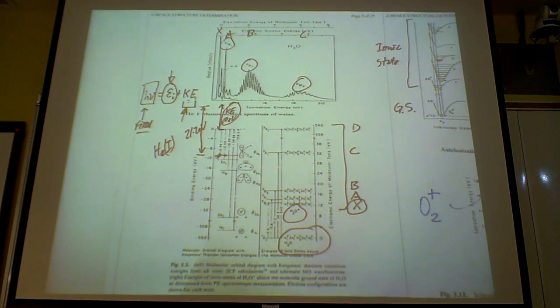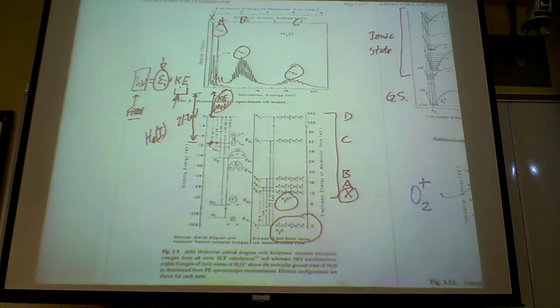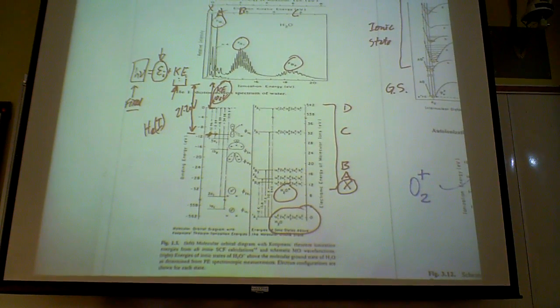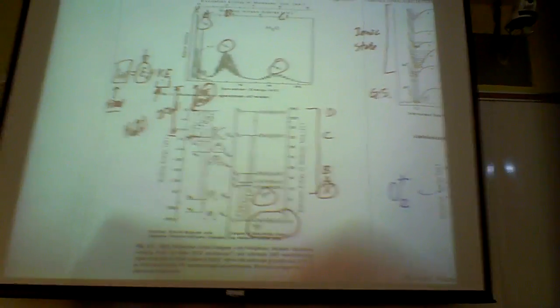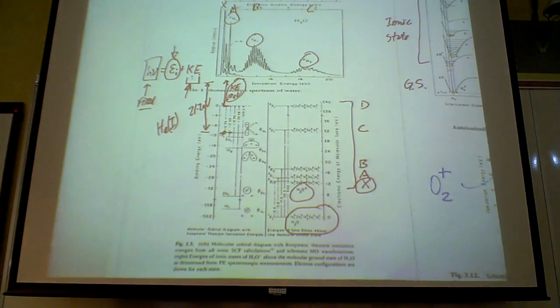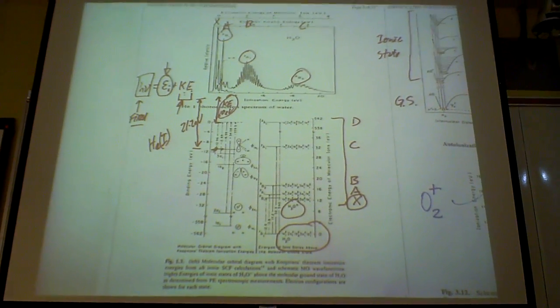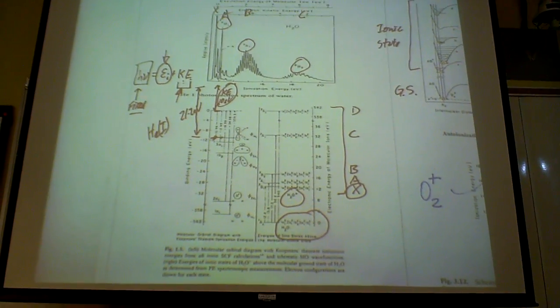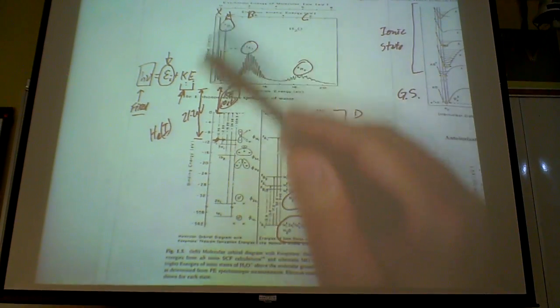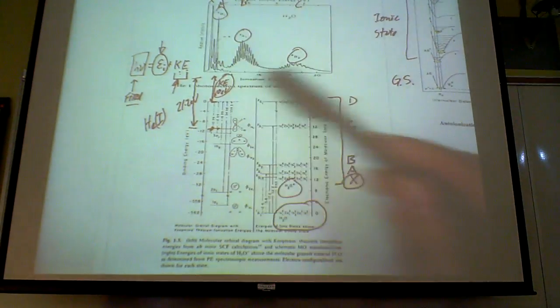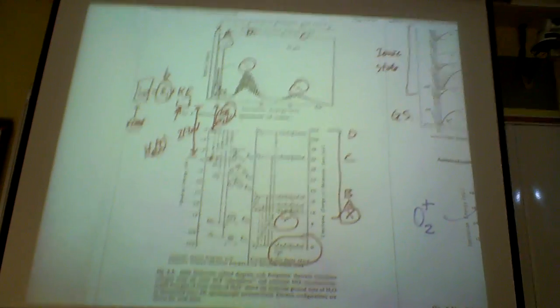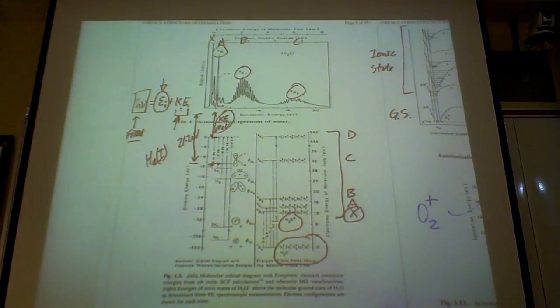This is what we will see using a low energy photon, the so-called helium-1 photon, which is 21.2 electron volt. But I don't want to talk about this. This is what you measure and see if you do photoelectron spectroscopy, right?